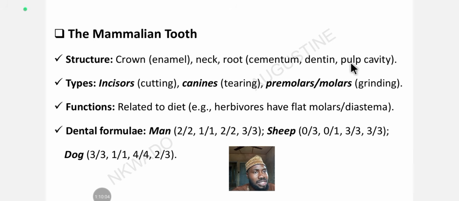Okay. So you also have the pulp cavity. So all these are what you have in the root: cementum, dentine, and pulp cavity. All these are found in the root of the tooth. While the crown, you have the enamel and the neck.